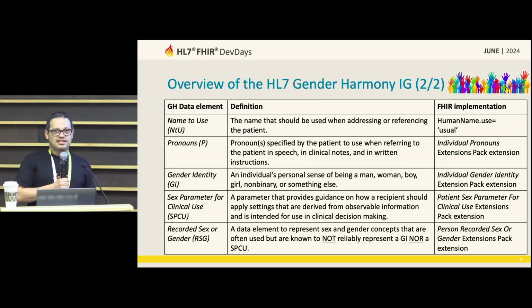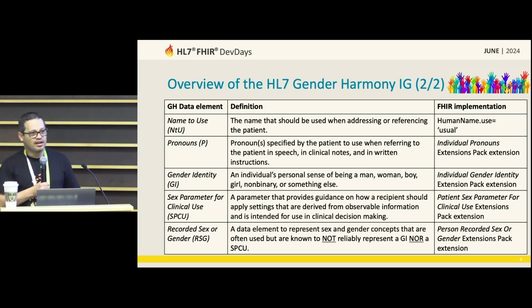The next one is the sex parameter for clinical use. In essence, this data element recognizes that medicine in all its centuries of history has been predicated on 2 categories, male and female, and care has been predicated on that. This data element recognizes that medicine up until now has been defined that way and allows you to assert which of those 2 applies to a particular clinical intervention.